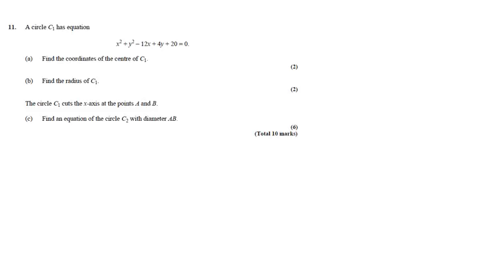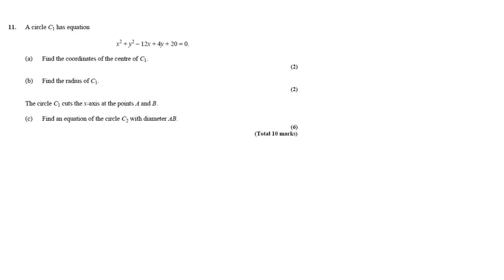This is a past example question on equation of a circle. So this is question 11. A circle C1 has the equation x squared plus y squared minus 12x plus 4y plus 20 equals 0. Parts A and B say to find the coordinates of the centre of C1 and find the radius of C1. Although they're two separate parts, we have to do it all together to find the answers to both.